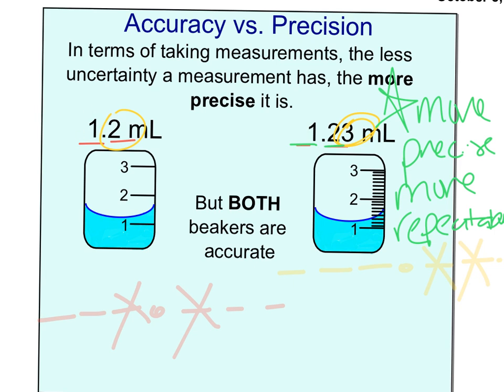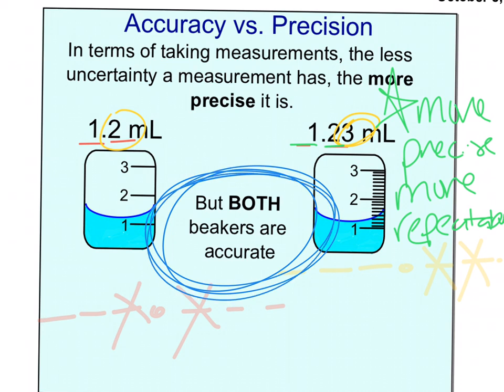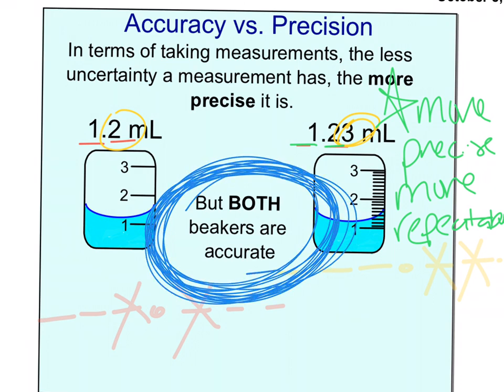But then we're only agreeing on 1 number. Over here, we would agree on 1 and 2. 3 is the one that we would vary on. So this one is more precise. But, and this is the trickiest thing, both beakers are accurate. Why?